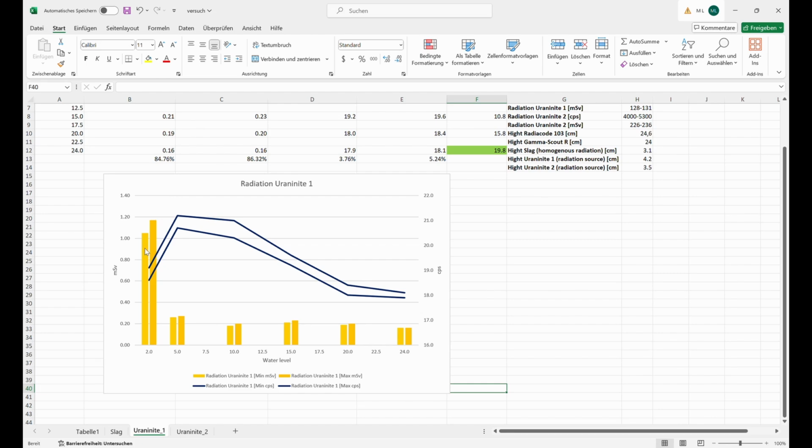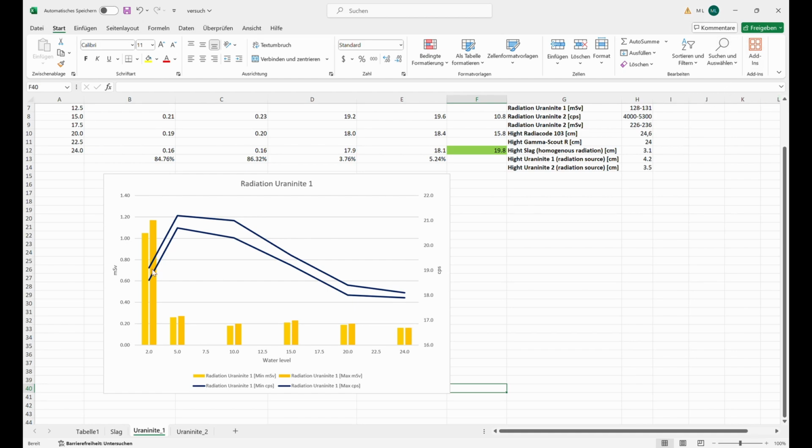Let's start with the Gamma Scout again. When the rock is submerged, the values dramatically decrease. And consider that the alpha, beta and gamma window at the Gamma Scout was open. Afterwards, the values are slowly but constantly decreasing, and at the end, with a water coverage of 19.8 centimeters, the radiation values are still 25% higher than the background radiation.